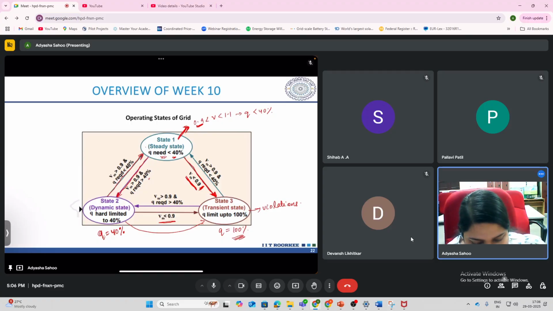And from this, if the voltage is within the range, that is greater than 0.9, and the Q requirement is less than 40%, you can go to the steady state. But if the voltage is greater than 0.9 but the Q required is greater than 40%, then you can go to the dynamic state where the Q will be fixed at 40%. So these are the three operating states of the grid. Is this clear?